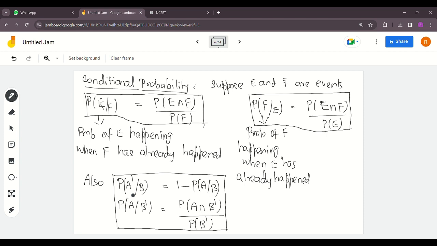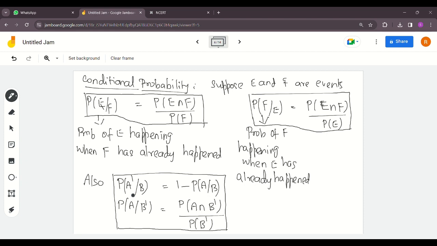And P of A bar B dash. What is the meaning of this? Probability of A happening when B dash has already occurred. When B dash has already occurred means when B has already experienced a failure. So probability of A happening when B has already experienced a failure. So that is the meaning of P of A bar B dash.